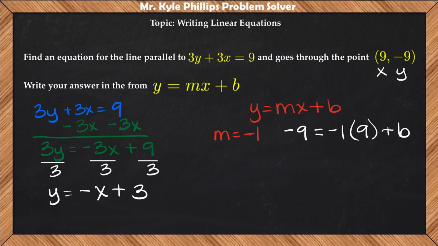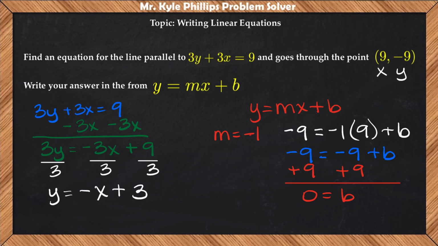So solving here, we get negative 1 times 9. So we have negative 9 equals negative 9 plus b. Well, we want the value of b, so we have to do the opposite of what's happening here. This is a negative 9, so technically they're subtracting. So to move it, we'll add. And we get 0 equals b. So that means 0 is going to be the y-intercept.